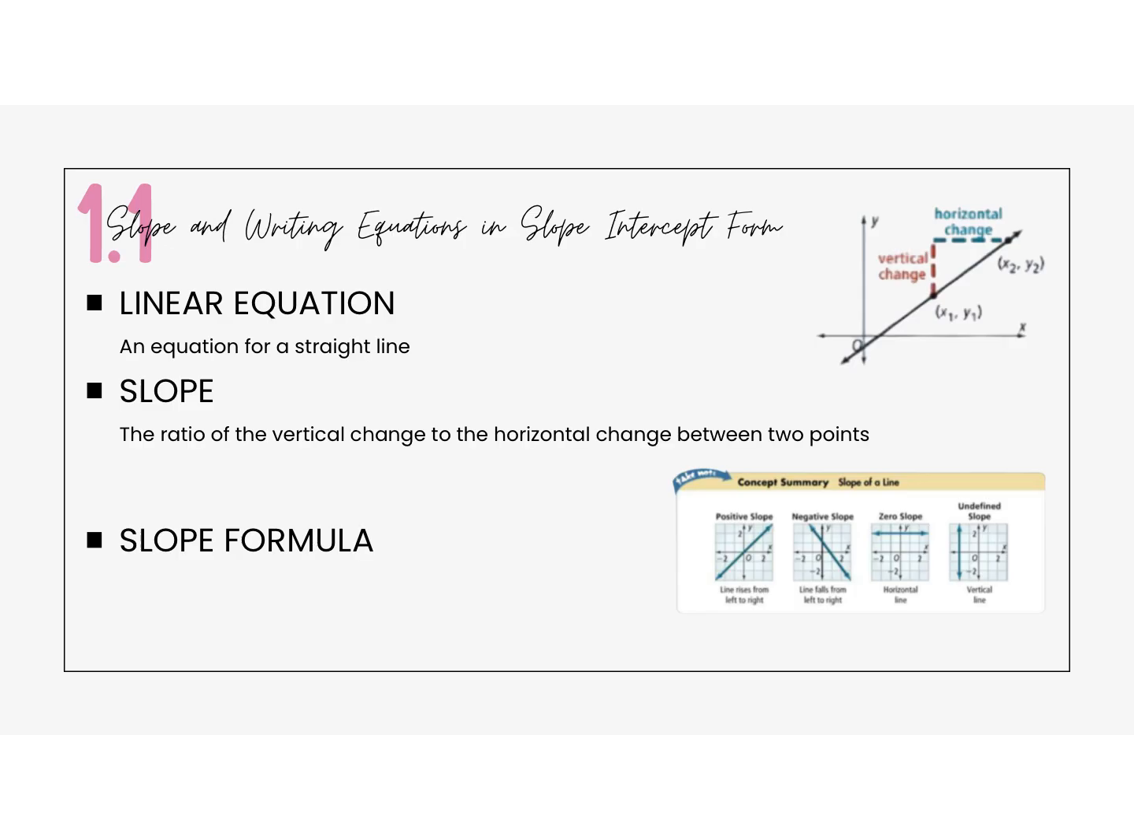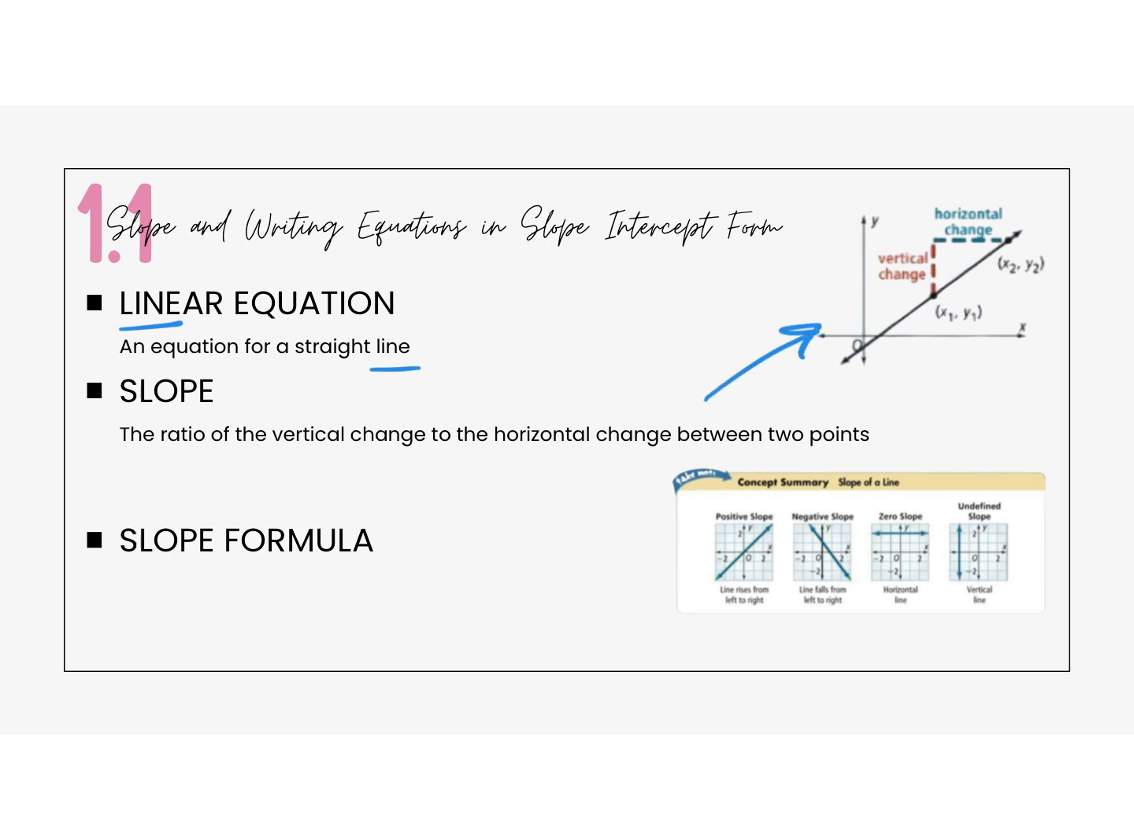So here's the basic information that we need to know. A linear equation is just an equation for a straight line. Remember, linear has the word line in it. The slope is the vertical change to the horizontal change between 2 points. So you can see kind of a picture of that right there.